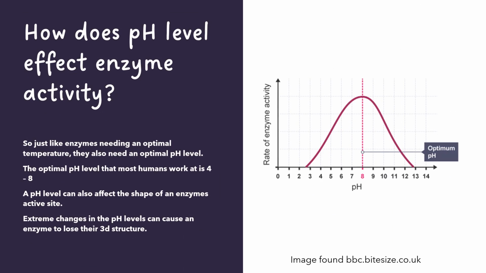So just like enzymes needing an optimal temperature, they also need an optimal pH level. The pH level for most humans is between 4 and 8. A pH level can also affect the shape of an enzyme's active site. Extreme changes in these levels can cause an enzyme to lose its 3D structure. If the pH level continues to increase or decrease, enzymes will become denatured, and as we know, this means they cannot be used again.